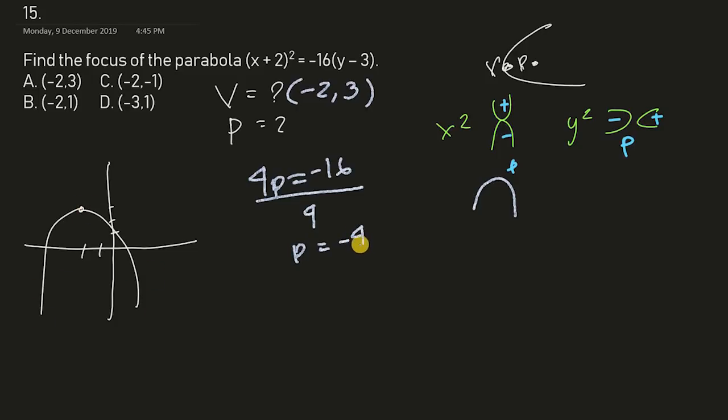Next, ang value ng P natin is negative 4. So, para makuha yung focus, we will go down 4 units. So, that's 1, 2, 3, 4 dito. So basically, this is the focus. The coordinate of this focus is negative 2 and negative 1. So our answer here is letter C, guys. Yeah, letter C is our answer. Negative 2 and negative 1.